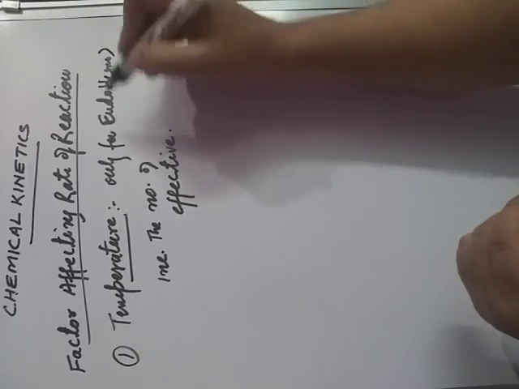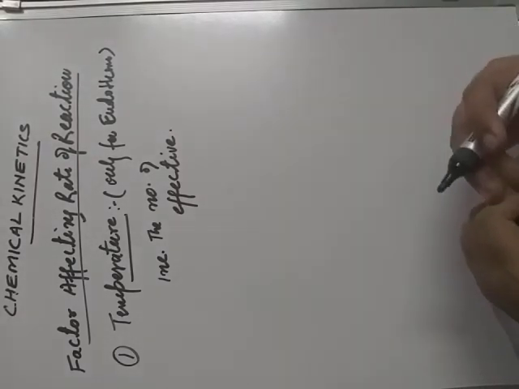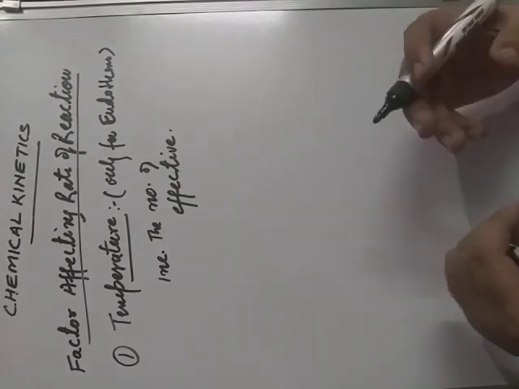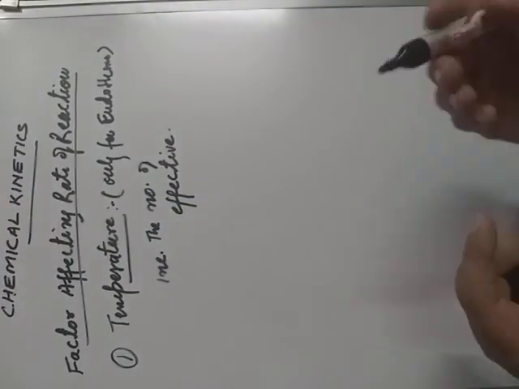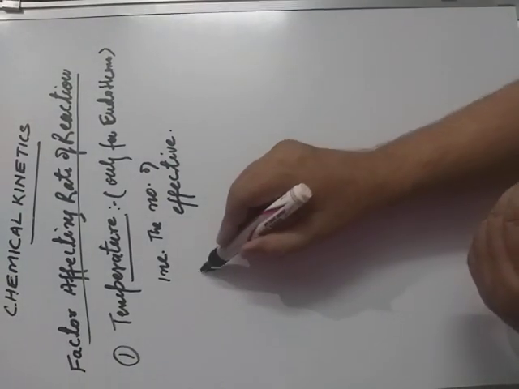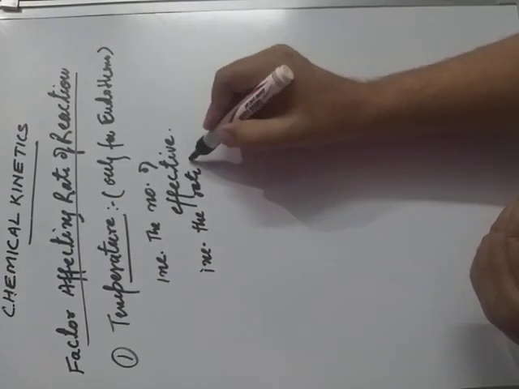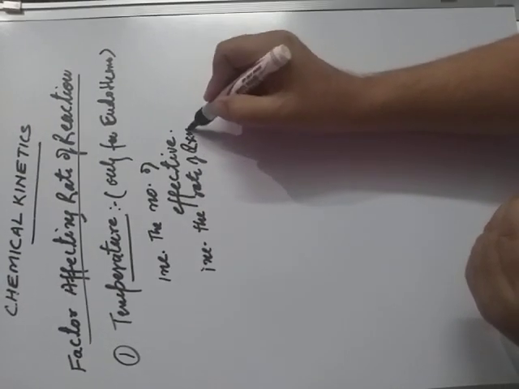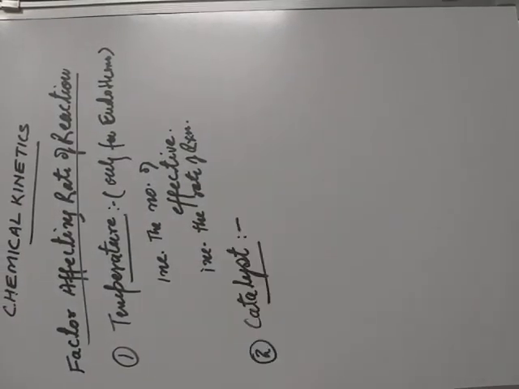Endothermic reactions require heat, require temperature, and an exothermic reaction is already releasing heat. So in that case, temperature will not play a significant role. In an endothermic reaction, with an increase in temperature, the number of effective collisions increases, and that increases the rate of reaction. So here the keyword is what? Number of effective collisions increases.